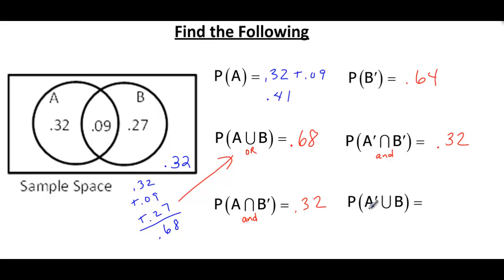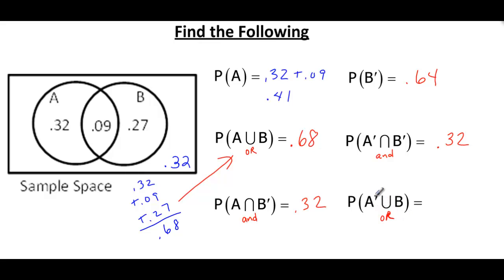And our last one, not A union B, or not A or B. Anytime you have this "or," this union, you're usually going to be adding things together. And anytime you have an intersection, you're going to be looking for the overlap. So intersection is our overlap, union is our combining of values.